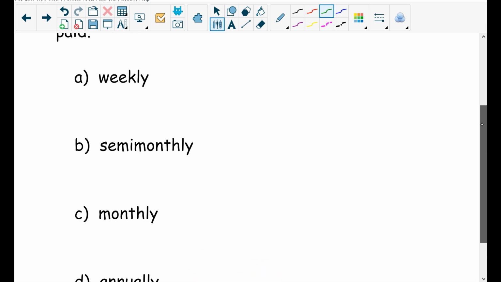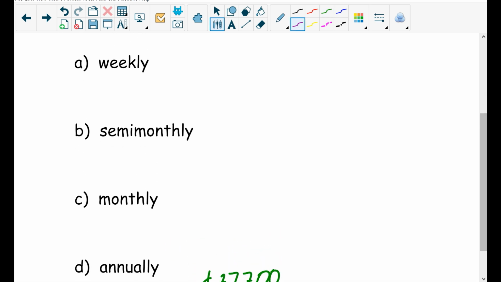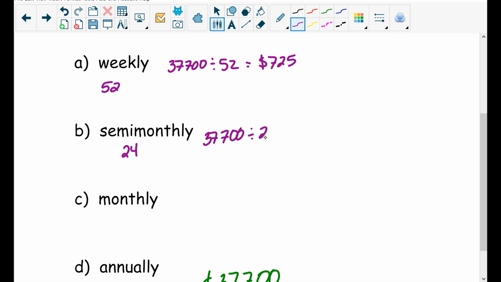So now we need to look back. How many weekly checks are there? 52. So we're taking the 37,700, dividing that by the 52. So weekly I would get paid what? 725. Perfect. Semi-monthly would be what? So 2 times a month. How many total checks? 24. So I'm taking the 37,700, dividing that by 24.